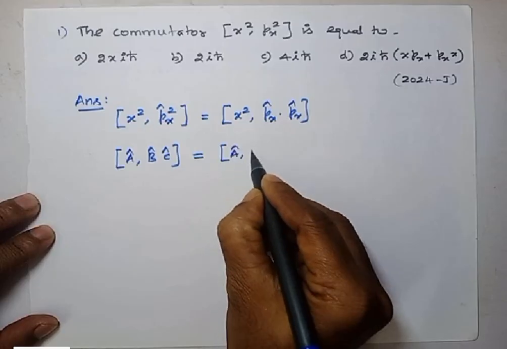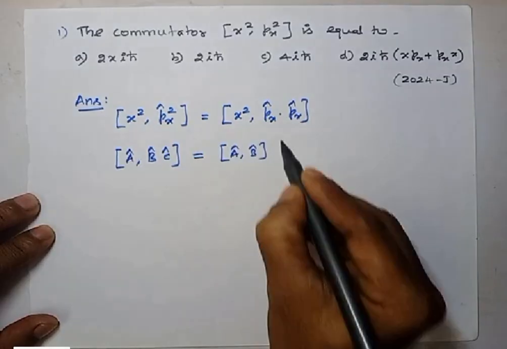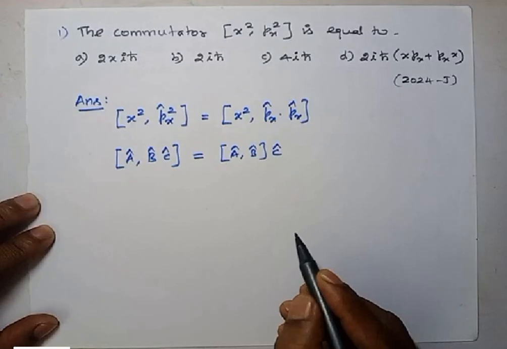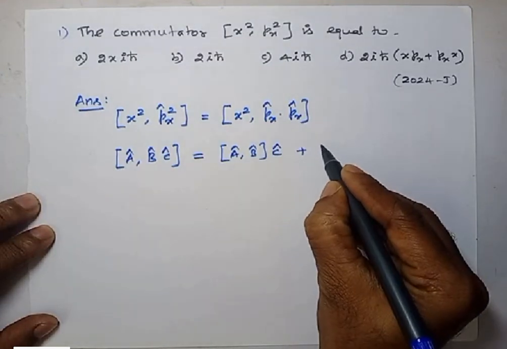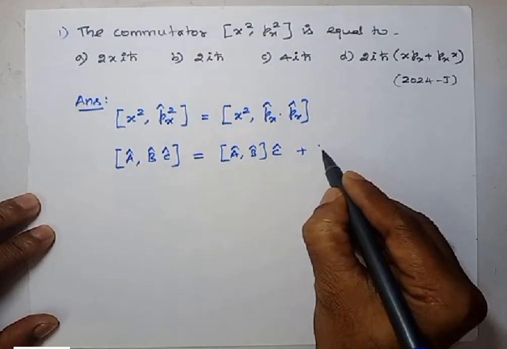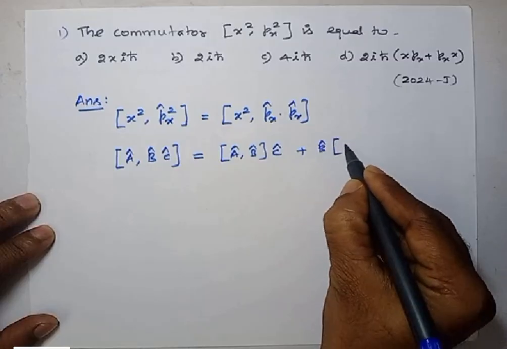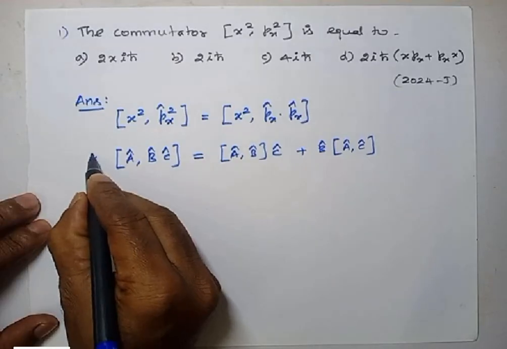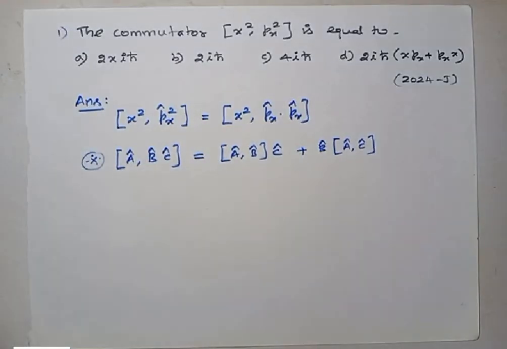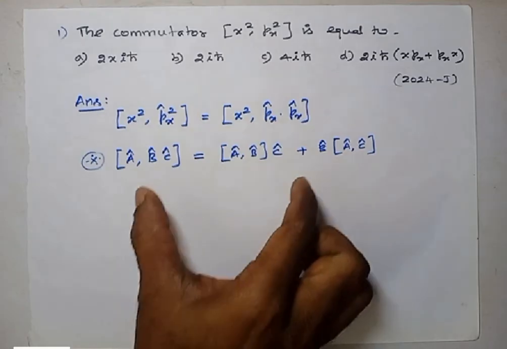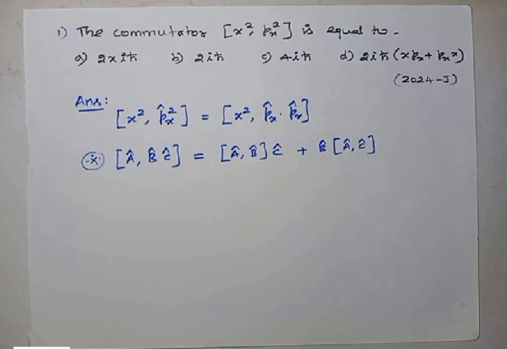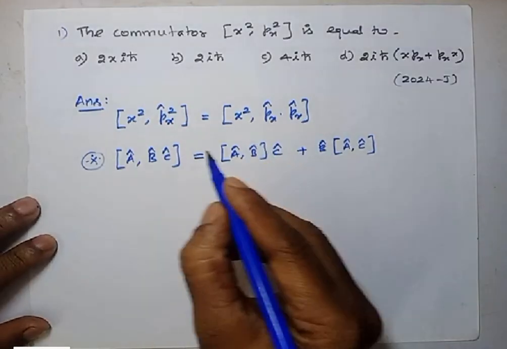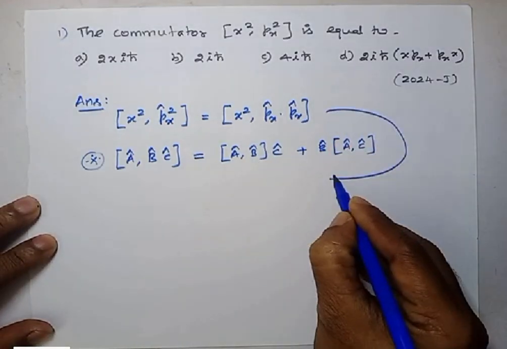a commutator of a, b into c plus, bring this b in front, b commutator of a and c. This is a well-known commutator rule, which is available in quantum chemistry. So I'm going to use this rule here. If I use this here, see how it goes.